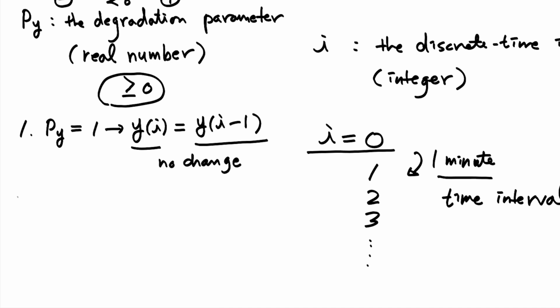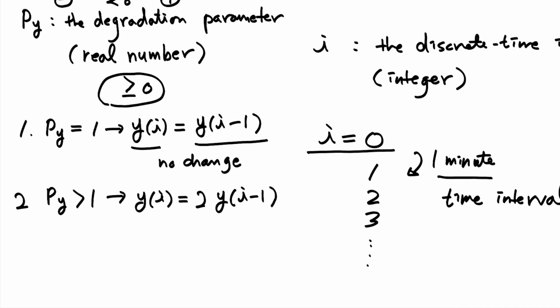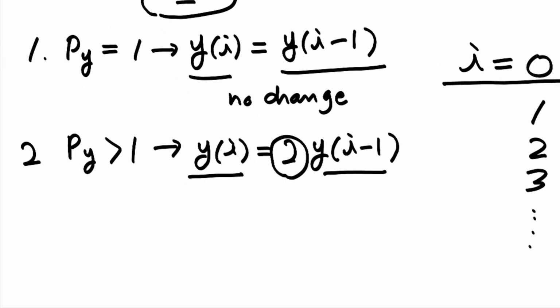Now, what if this p sub y is greater than 1? Let's say we have y of i is equal to 2 times y of i minus 1. The equation basically tells us that the current Y protein concentration is 2 times larger than the previous Y protein concentration. In other words, Y protein concentration is increasing over time, and we are not modeling protein degradation here.